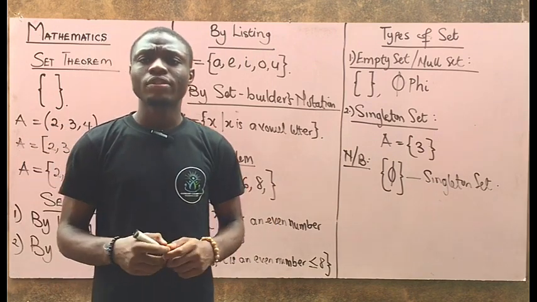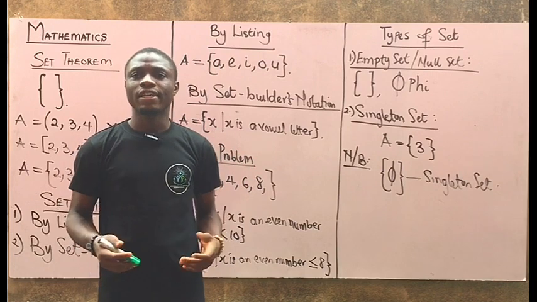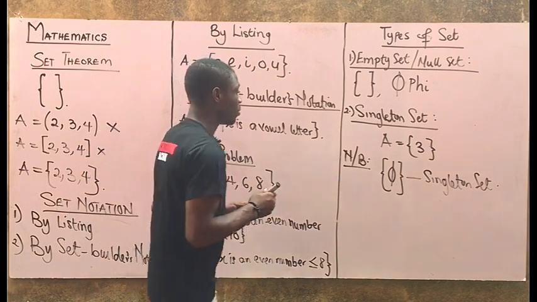Let me give the third type of set, called finite and non-finite set. Number three.